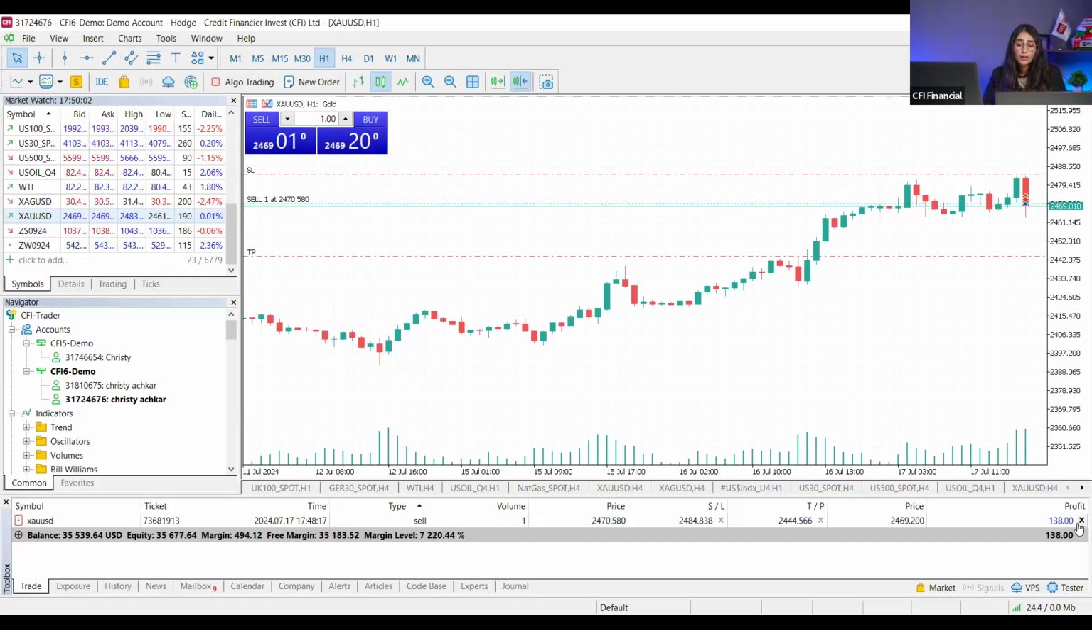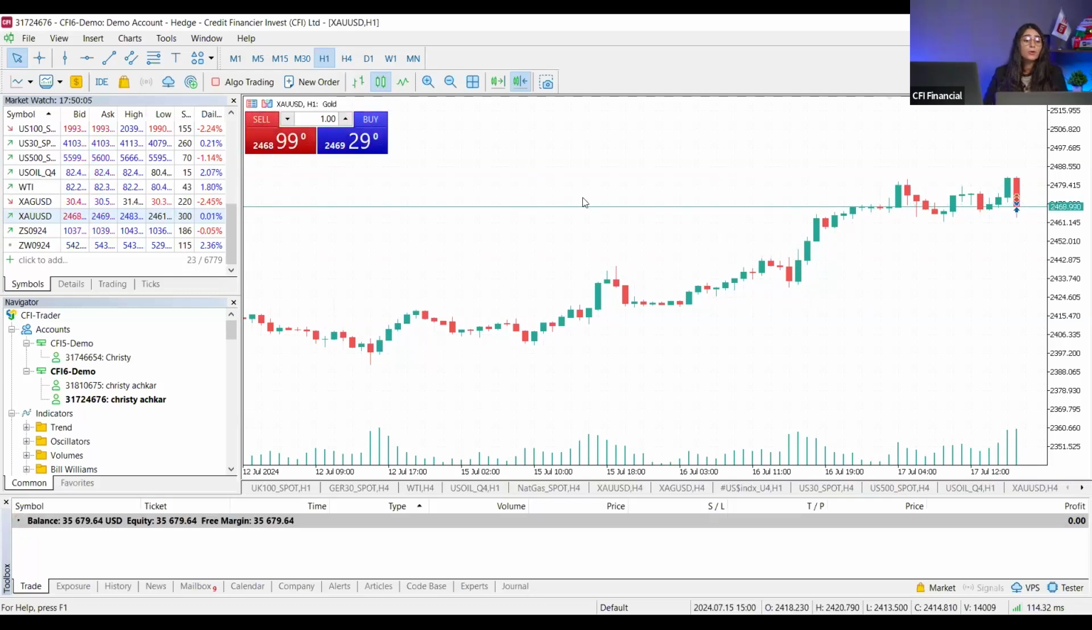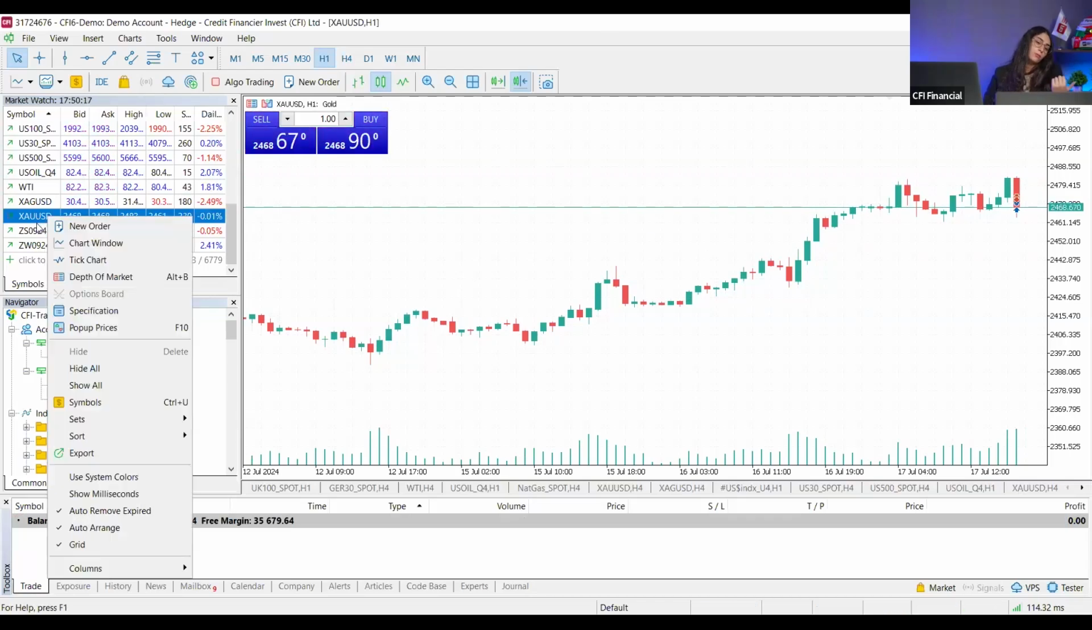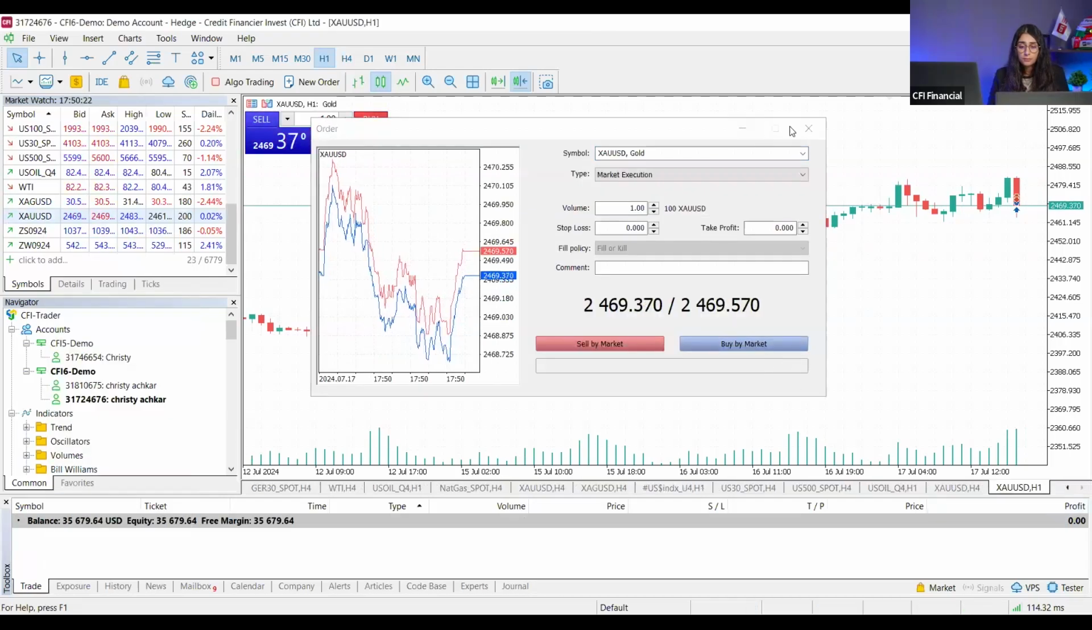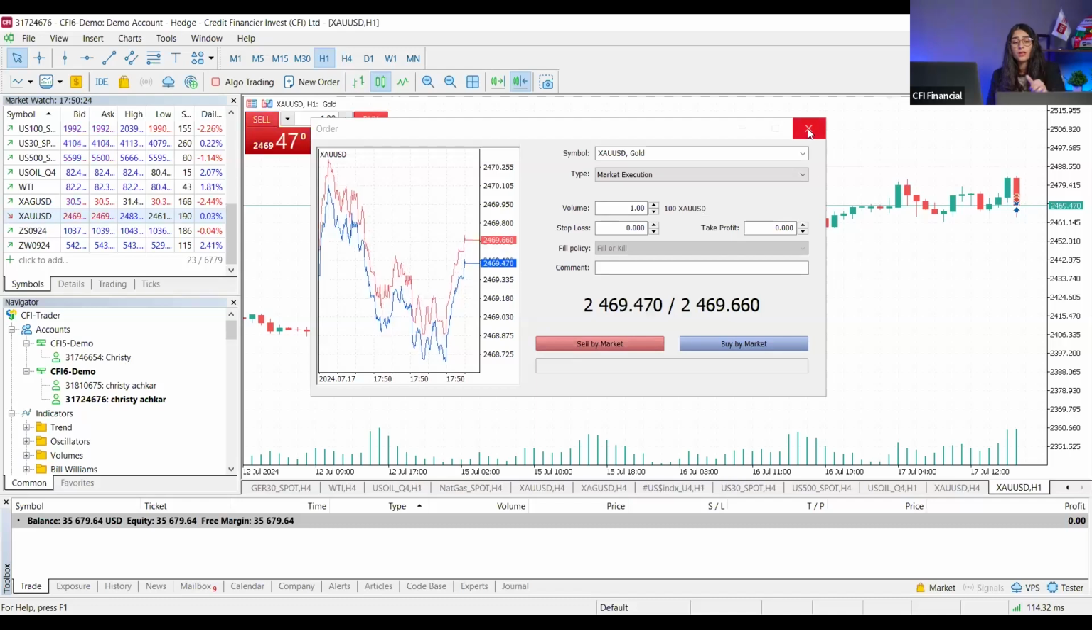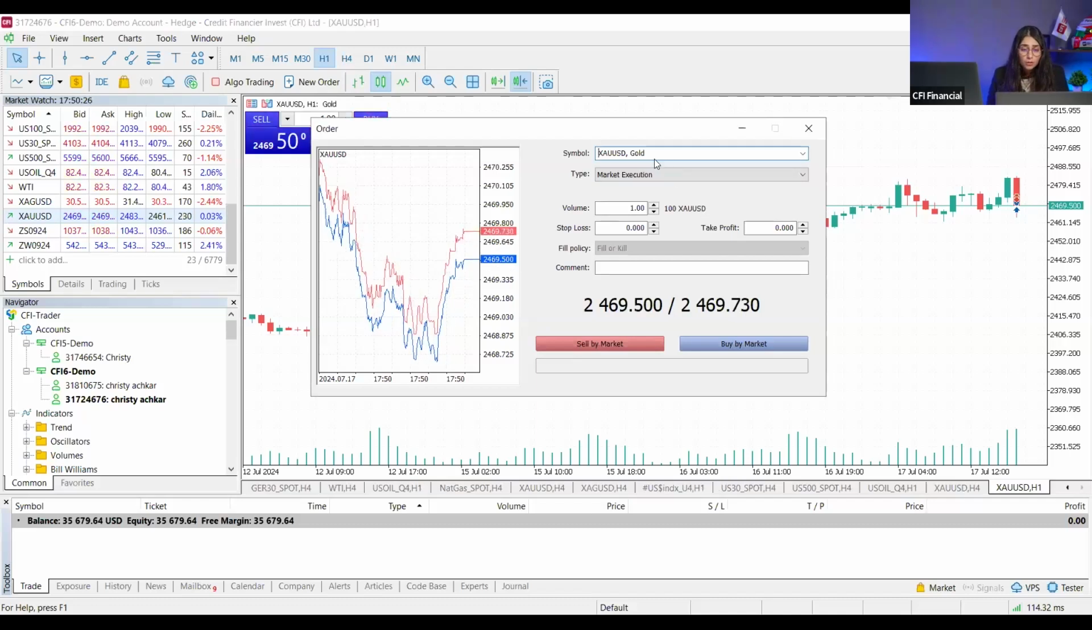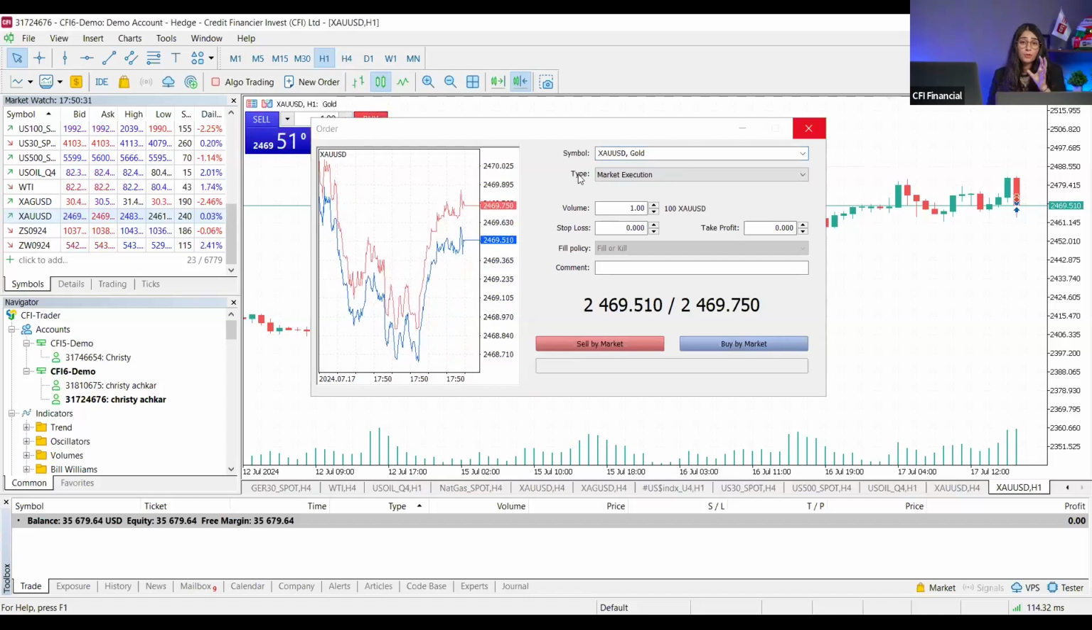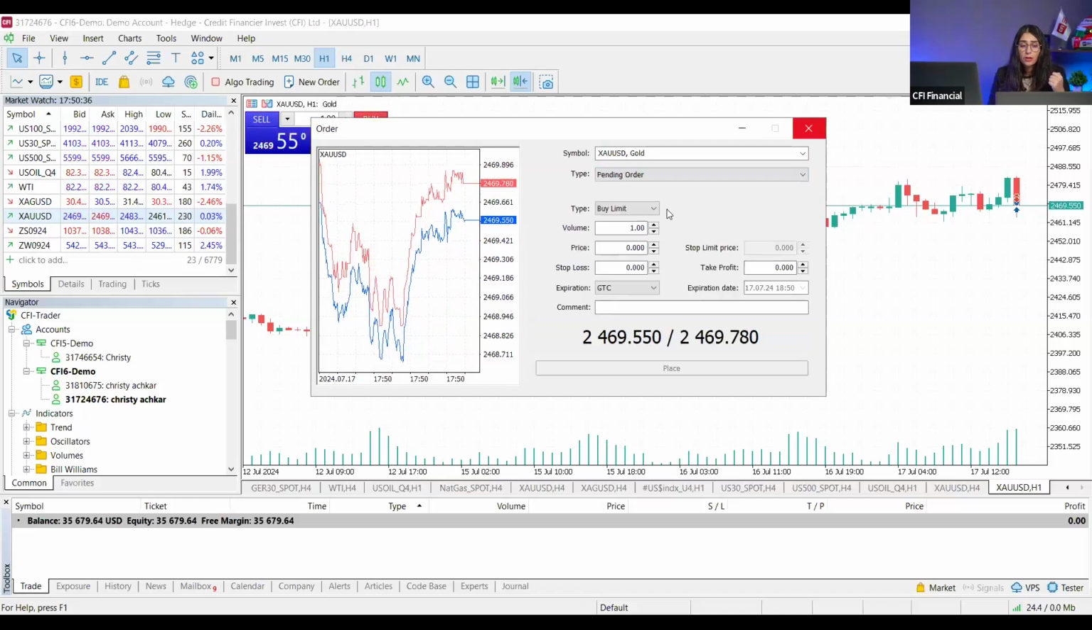Now, we're going to look into how we're able to do a market pending order. So if you want a third way to execute an order, you just right click on the instrument from the market watch. You can click new order, and you can put all your information and execute the trade. So let's say I'm trading gold. I go to type. Now I want to do a pending order, so I click on pending order.